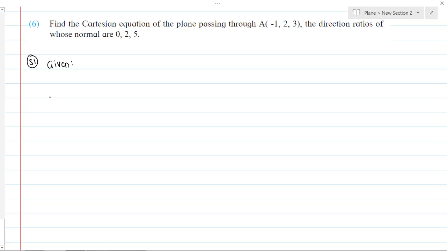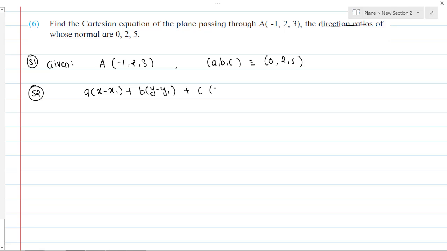Okay, so the given information is what? They have given the point through which our plane is passing, which is nothing but -1, 2, 3, and also they have given the direction ratio of the normal. So these are nothing but a, b, c, which is nothing but 0, 2, 5. So what is the equation of the plane in these two forms? That is the point and the direction ratio form, which is nothing but a into bracket x minus x1 plus b into bracket y minus y1 plus c into bracket z minus z1, it is equals to 0.